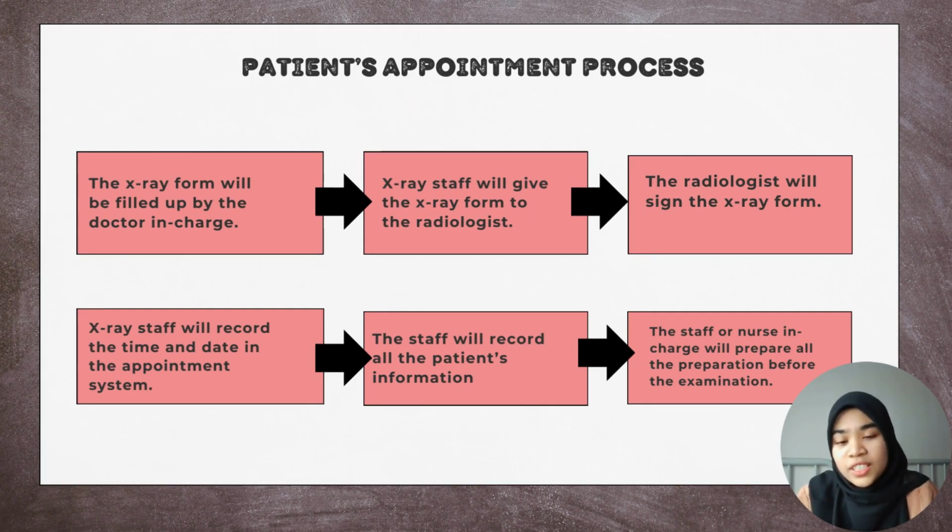So next, we move on to the patient's appointment process. In special examinations, patients must understand and follow all the instructions given by the radiographer. In the process of the patient's appointment, the X-ray form will be filled up by the doctor in charge. X-ray staff will give the X-ray form to the radiologist. Then the radiologist will sign the X-ray form and immediately carry out the cases. After the radiologist signs the X-ray form, X-ray staff will record the suitable date and time of the examination in the appointment system. Also, the patient information such as patient name and registration number must be recorded according to the specific modality. And then, lastly, the staff or nurse in charge will make all the preparations before the examination.